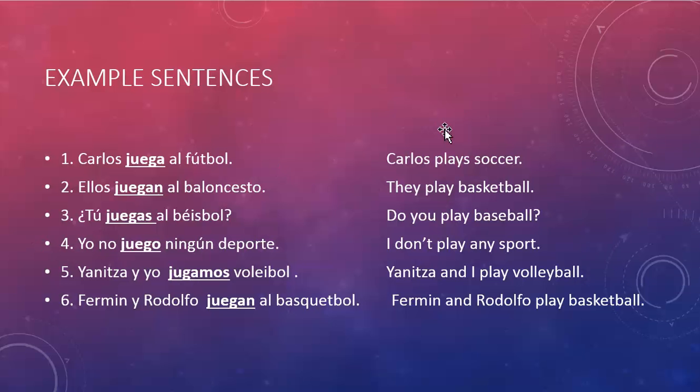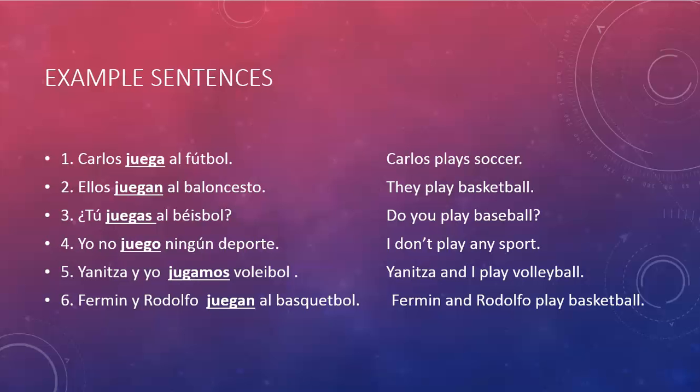Here are some example sentences using the verb jugar. Carlos juega al fútbol. Carlos plays soccer. Ellos juegan al baloncesto. They play basketball. ¿Tú juegas al béisbol? Do you play baseball? Yo no juego ningún deporte. I don't play any sport. Janitza y yo jugamos voleibol. Janitza and I play volleyball.